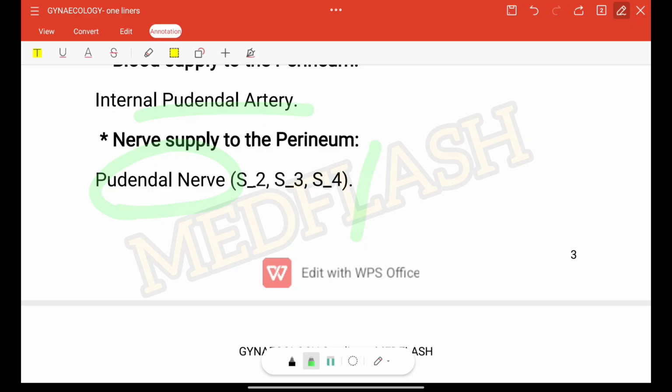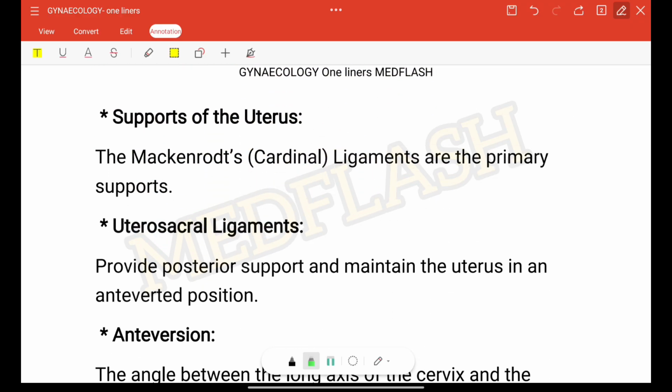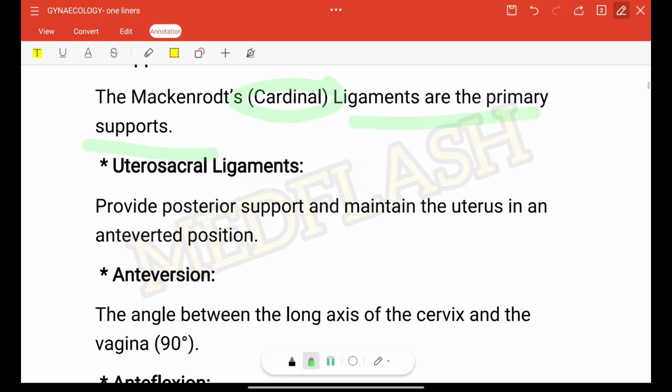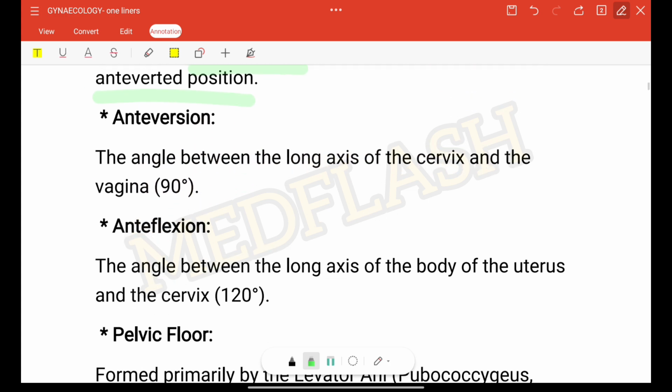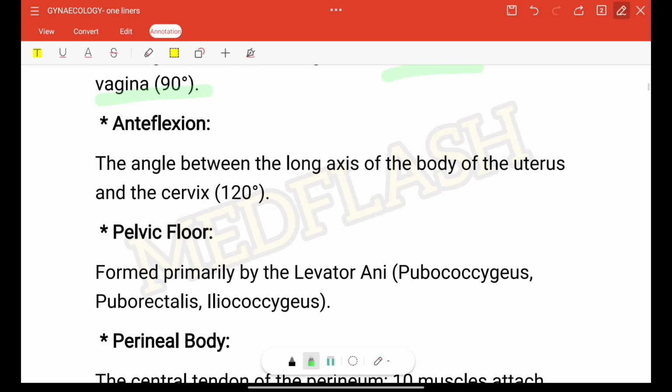Supports of the uterus. The Mackenrodt's ligaments are the primary supports, also called cardinal ligaments. Uterosacral ligaments provide posterior support and maintain the uterus in an anteverted position. Anteversion, the angle between the long axis of the cervix and the vagina, 90 degrees. Anteflexion, the angle between the long axis of the body of the uterus and the cervix, 120 degrees.